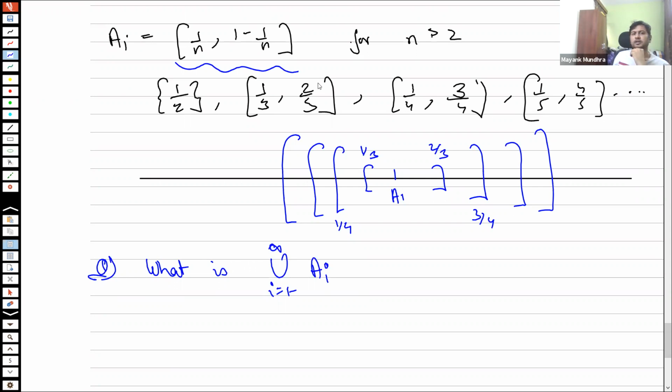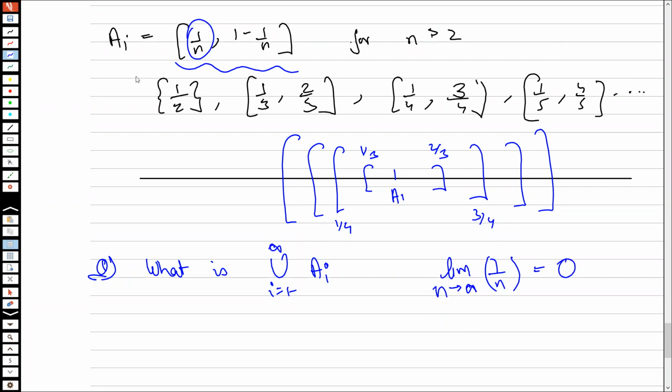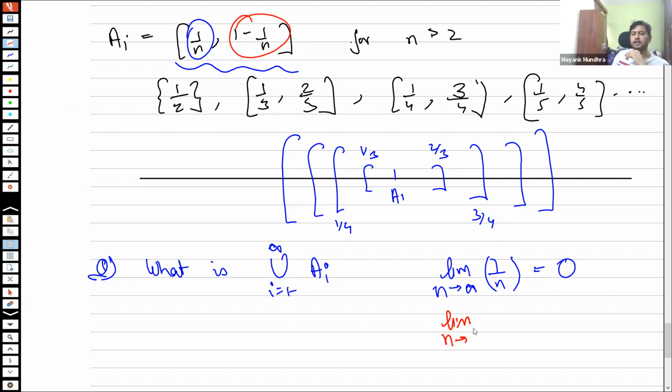Okay, let's proceed in an orderly manner. Let's look at the left boundary. What is the limit as n tends to infinity of 1/n? 0. Very good. Let's look at the right boundary. What is the limit as n tends to infinity of 1 - 1/n? 1. Very good. So this union is something of the format 0 to 1. The only thing to decide right now is brackets. Will it be closed or will it be open?